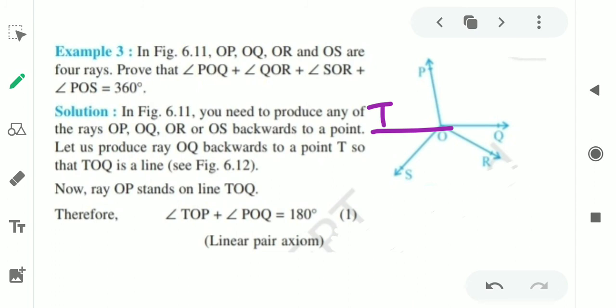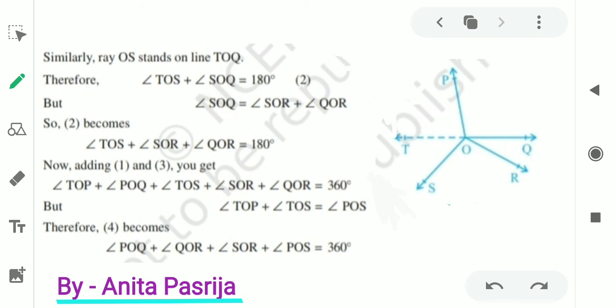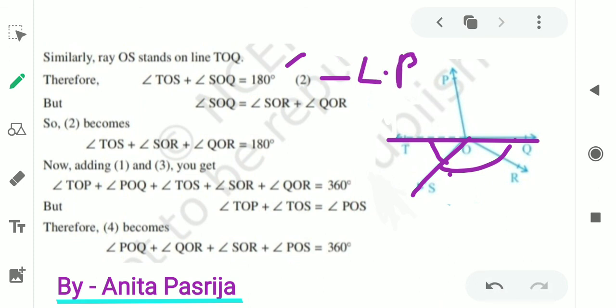Now TOQ is a line and OP stands on it. So these two angles are a linear pair. So we can write angle TOP plus angle POQ equals 180 degrees by linear pair. Now TOQ is a line, OS stands on this. So the sum of these two angles TOS and SOQ equals 180 degrees by linear pair.